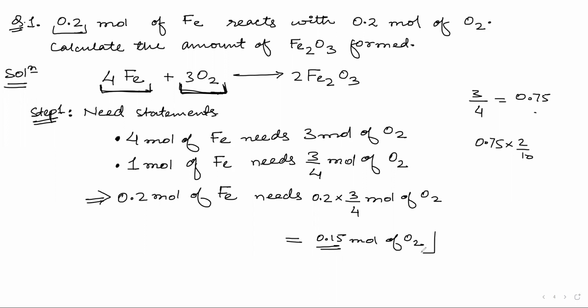Fine. Now, can someone guess the limiting reagent from this statement and send it in the chat? 0.2 mole of Fe requires 0.15 mole of O2, but we have 0.2 mole of O2. So can someone guess the limiting reagent, whether it is Fe or O2? It can be either Fe or O2. So O2 is the limiting reagent.